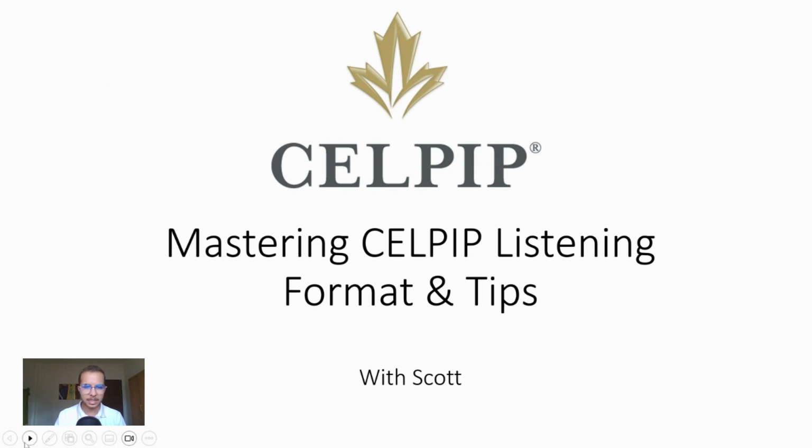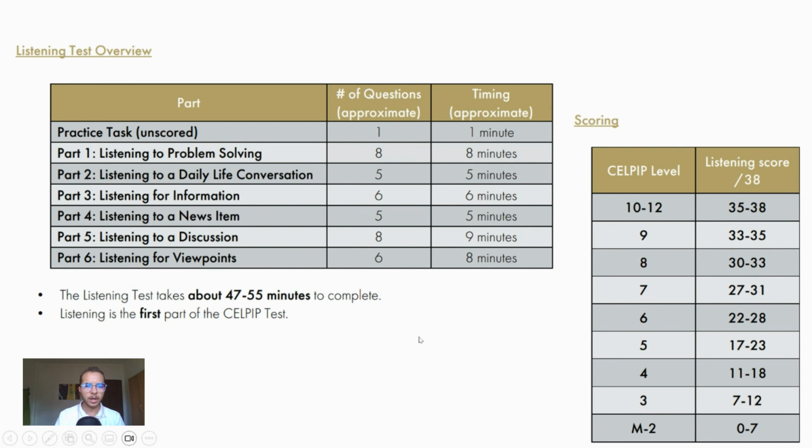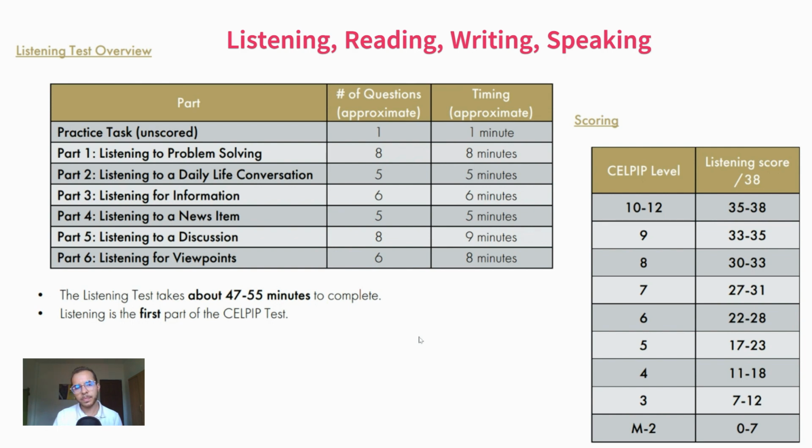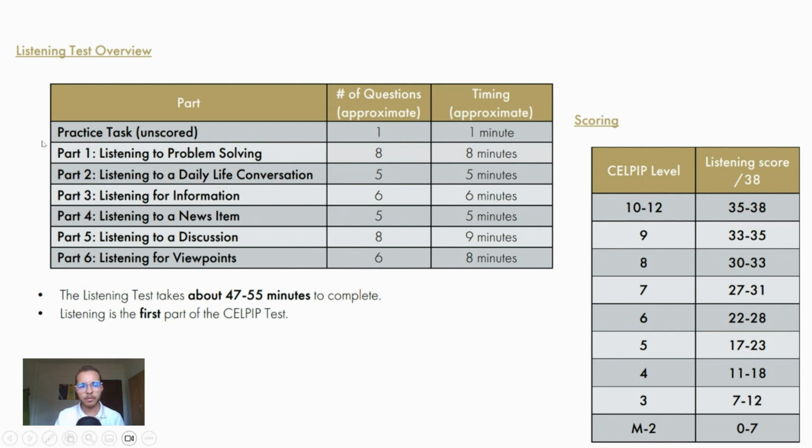All right, let's look at today's format. We're starting with parts 1 through 6. With the CELPIP test, there are 4 parts: listening, reading, writing, and speaking, in that order. The first one is listening. So we're going to have parts 1 through 6. Now, parts 4, 5, and 6 will be much harder. You're looking at high level conversations, or monologues, I should say. So we have everything from problem solving, daily life conversations, information, news, discussion, and viewpoints.